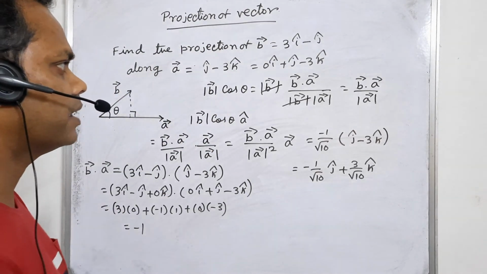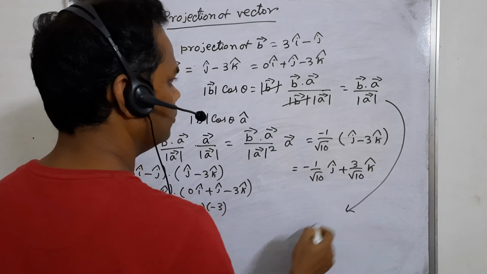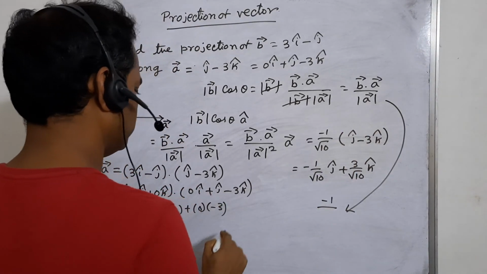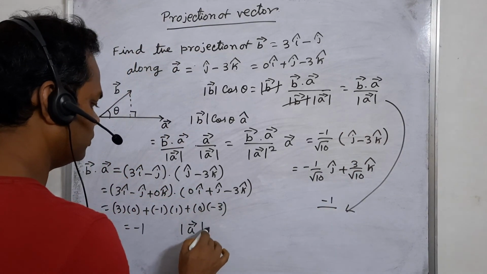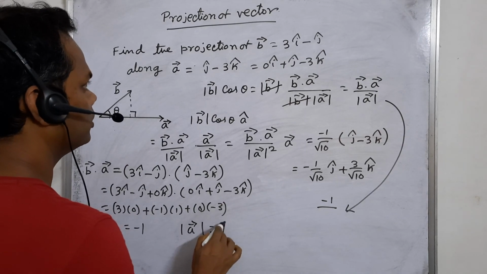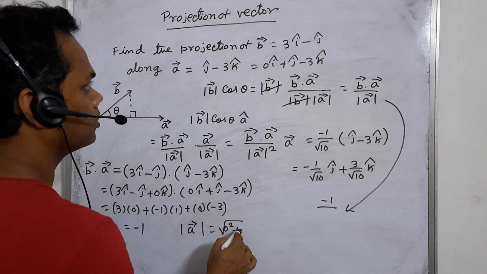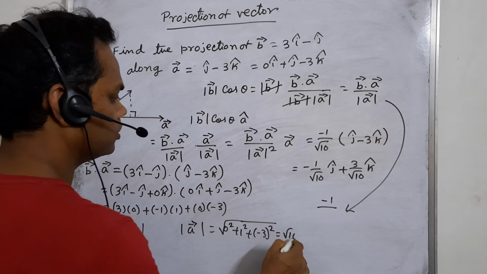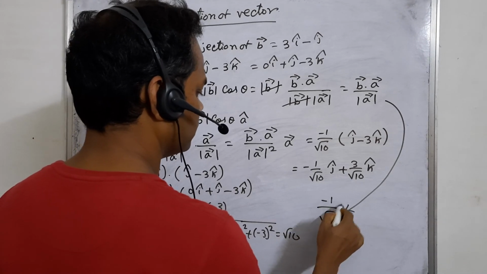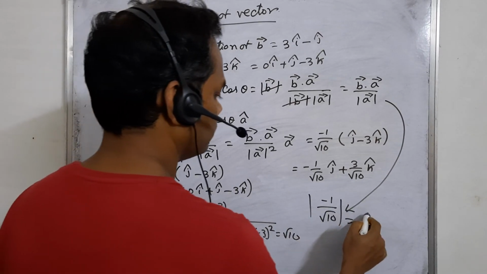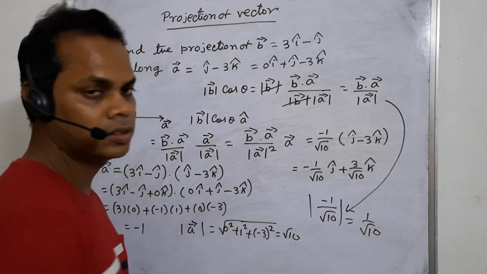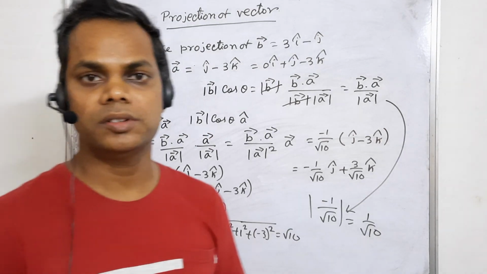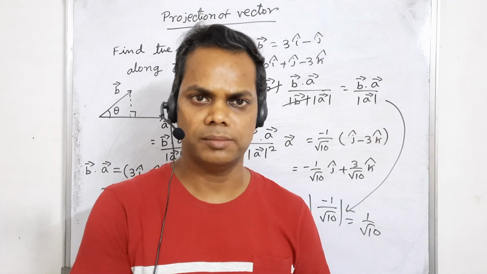And if you have to find the magnitude, then from the values, b dot a is minus 1 and mod a is root over 0 square plus 1 square plus minus 3 square, which is root 10. So minus 1 by root 10, and taking the modulus, the value is 1 by root 10. This one is the magnitude and the other one is the vector. In the next video on this topic we discuss formulas and sums on vector.